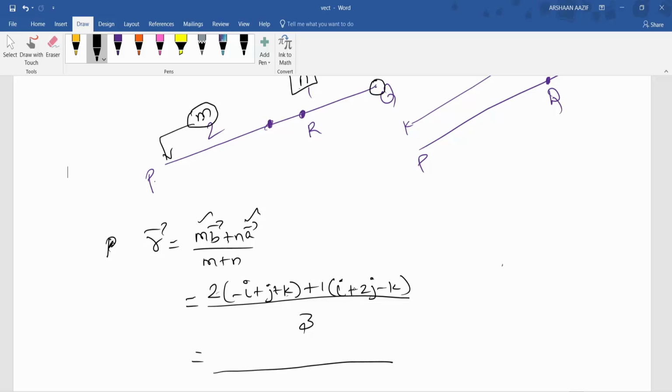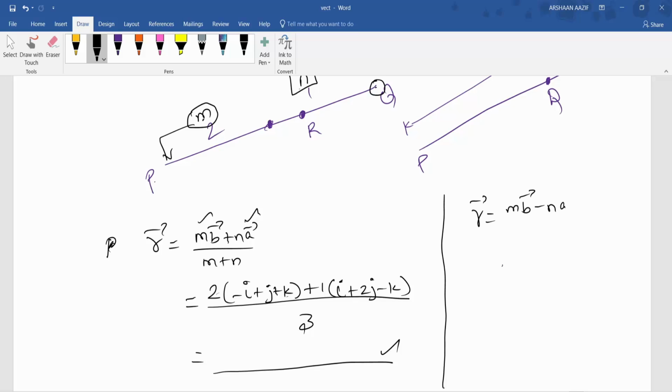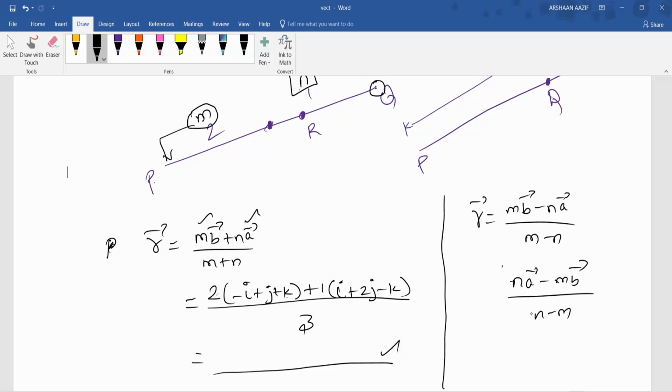So simplifying this, 2 into minus i plus j plus k and 1 into i plus 2j minus k, divided by 3, we will get the position vector R for the first condition, where the line divides it internally. Now, the same way, R vector equals MB minus NA divided by M minus N when the position of R is external to the points P and Q. So you could utilize this formula to find the value of R vector. You could also write it like this, multiplying by minus on both the numerator and denominator, and you will have this formula which you can directly use.